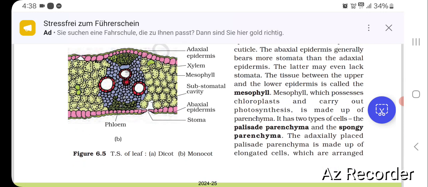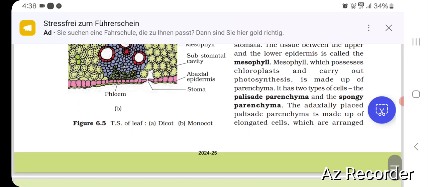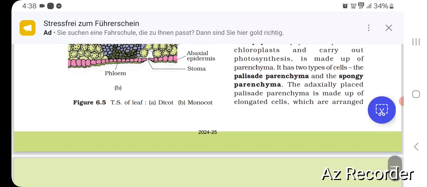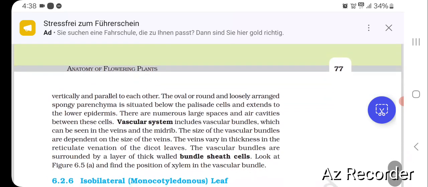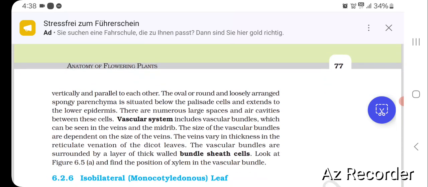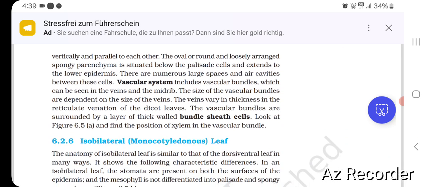The tissue between the upper and the lower epidermis is called the mesophyll. Mesophyll, which possesses chloroplasts and carries out photosynthesis, is made up of parenchyma. It has two types of cells, palisade parenchyma and spongy parenchyma. The adaxially placed palisade parenchyma is made up of elongated cells which are arranged vertically and parallel to each other. The oval or round and loosely arranged spongy parenchyma is situated below the palisade cells and extends to the lower epidermis. There are numerous large spaces and air cavities between these cells.